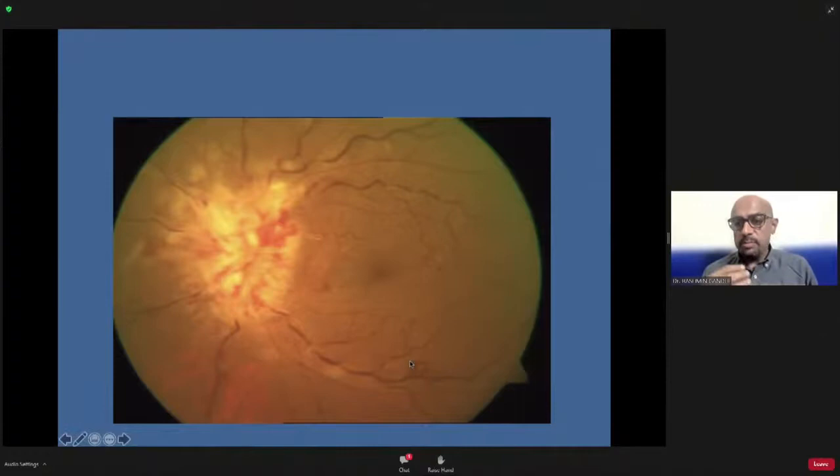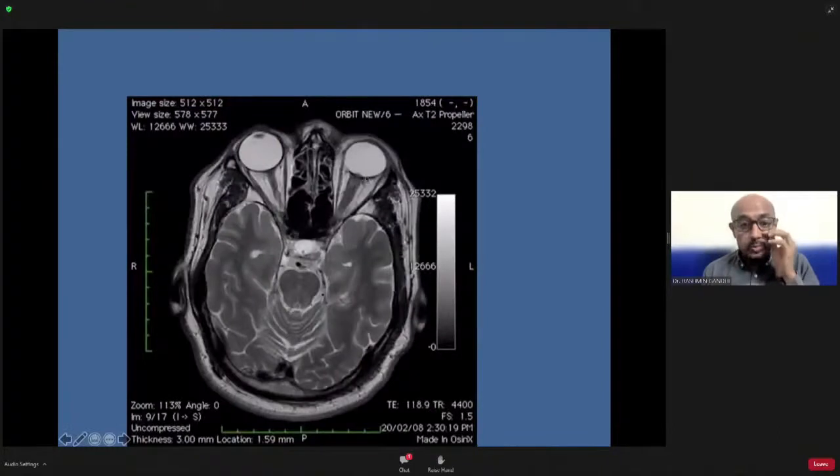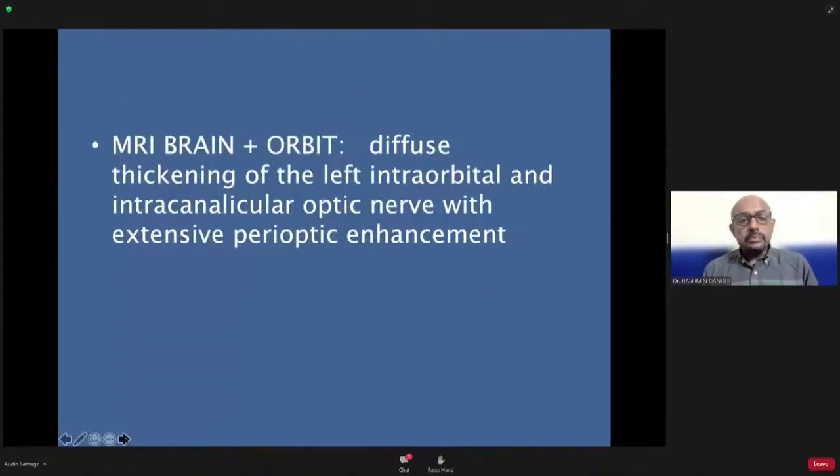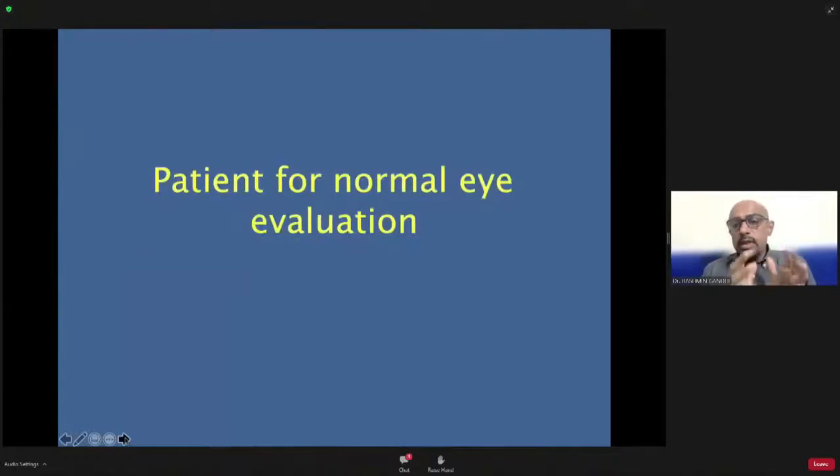So when you have such a massive disc edema, one of the other differentials which comes in the mix is infiltrative optic neuropathy. Conditions like leukemia, some of the infections can produce infiltrative optic neuropathy, where the optic disc really swells up, and they can have some of the associated features like this. This patient had thickening of the nerve with perineuritis. So these are the patients who came to you with loss of vision.